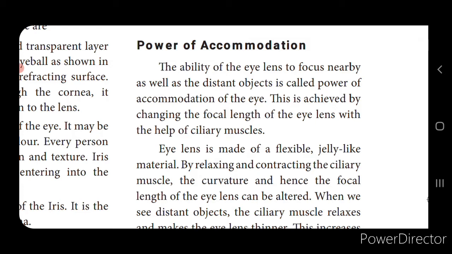So when the power of accommodation is asked, you will write the first paragraph, which consists of 5 lines. So the ability of the eye lens to focus the nearby object as well as the distant object is called the power of accommodation of the eye. This is achieved by changing the focal length of the eye lens with the help of ciliary muscles. So this will be the answer for the power of accommodation.